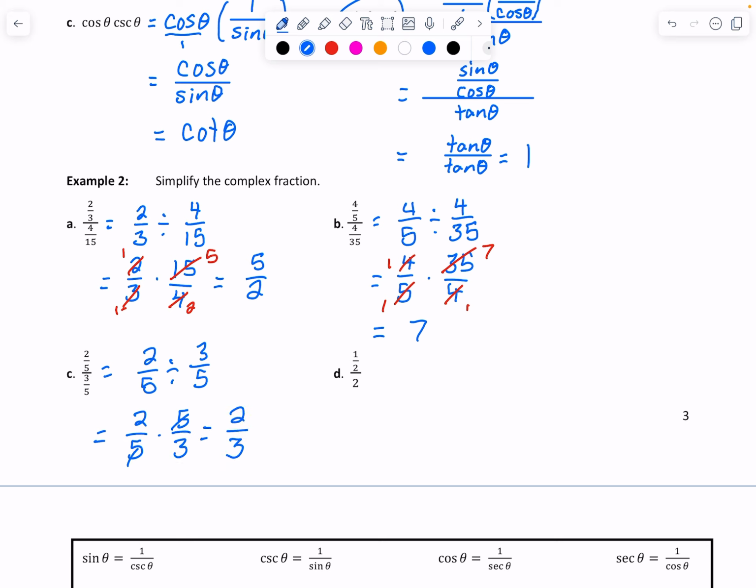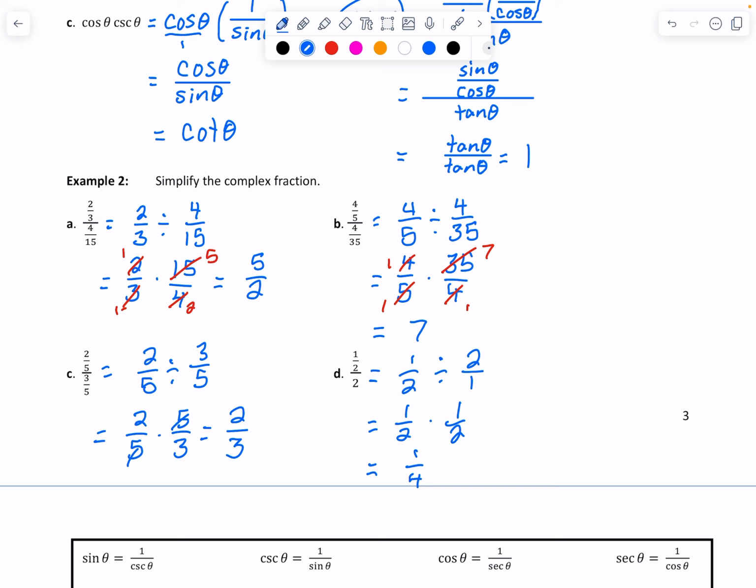Okay, and then one little tricky one here. This is just 1/2 divided by 2 over 1, right? We can take any number we want and put it over 1. It's the same thing. And that's just 1/2 times, flip it over, 1/2. And 1/2 times 1/2 is 1/4. We just multiply straight across. Okay, that was a quick review.